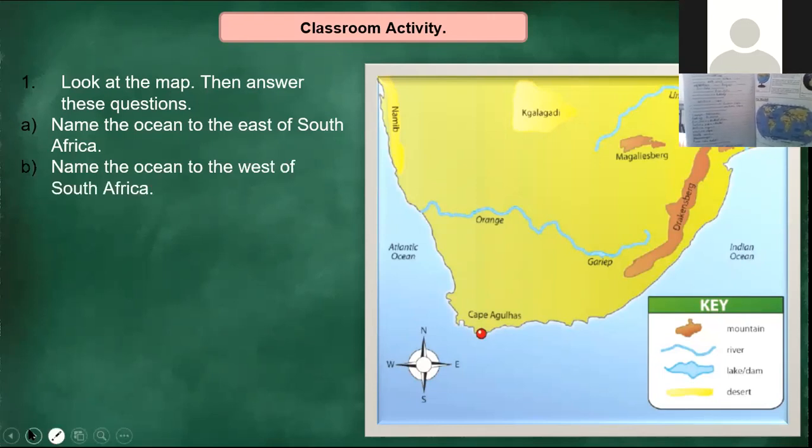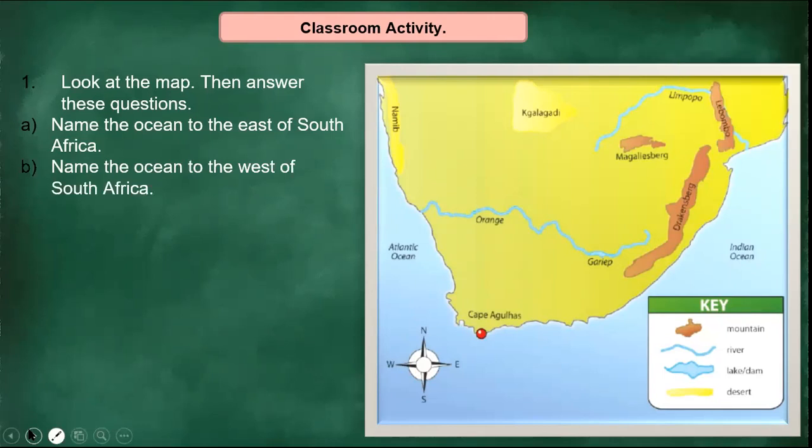Name the ocean to the west of South Africa. The ocean in the west of South Africa. Let me get a new participant.